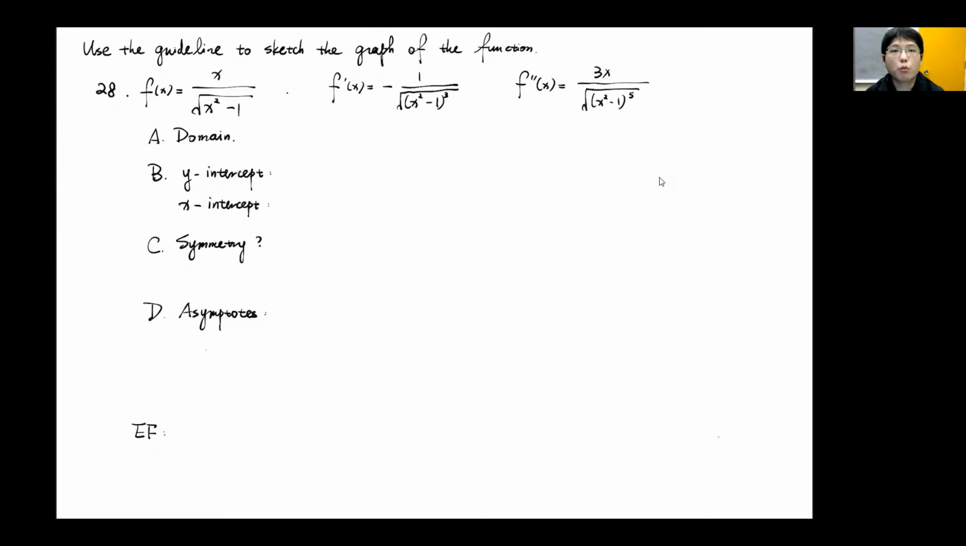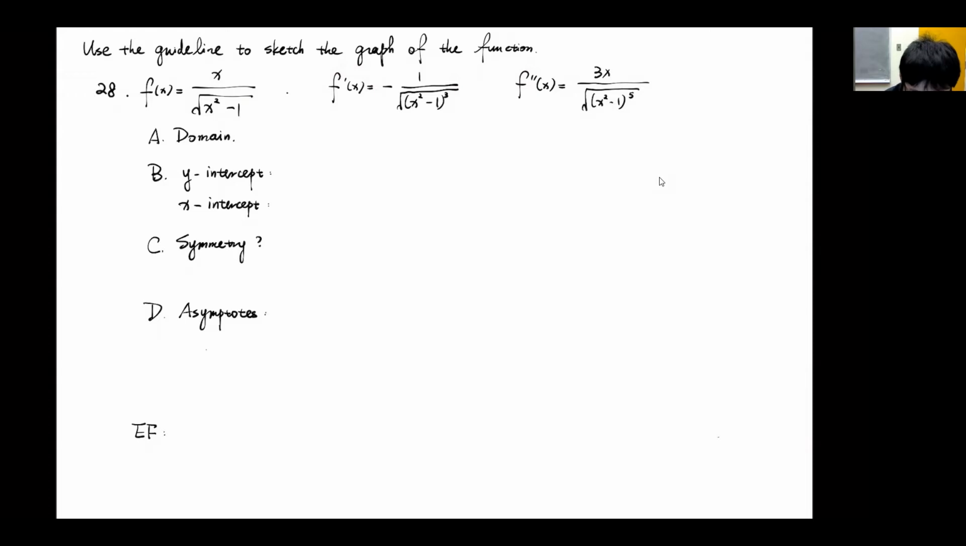Okay, so we should start with problem 28. So here the function is x divided by root of x squared minus 1. And this is an algebraic function. As you can expect, the derivative is quite tricky, but at least we have got an expression for the derivative. So computation of these will be complicated. But once these derivatives are figured out, you could see that the properties of this function are indeed much easier.